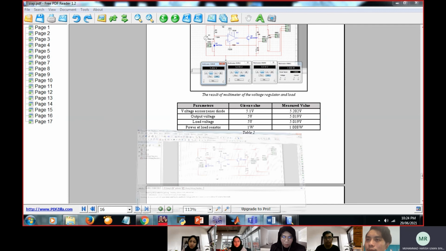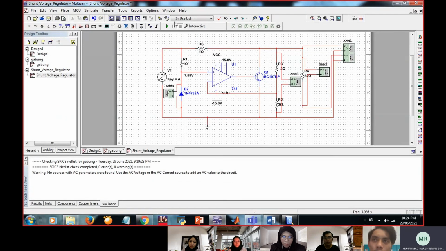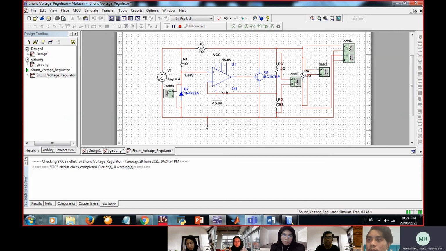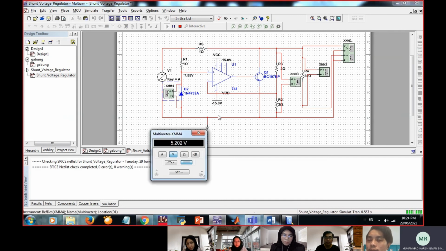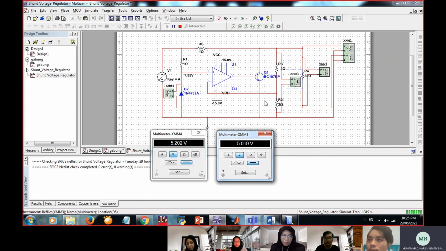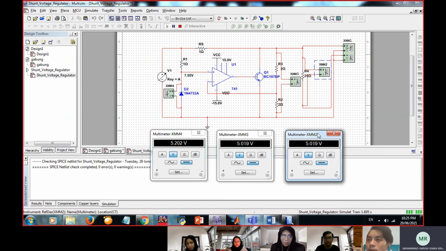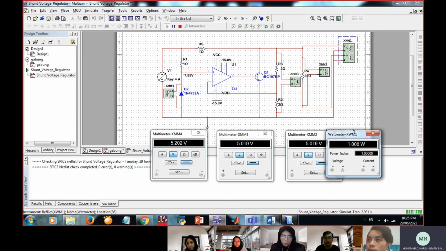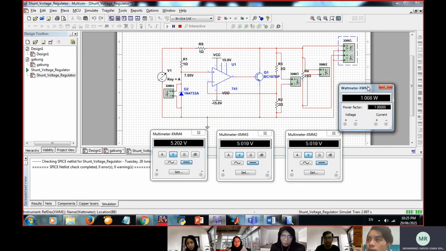Now we go to the simulation. This is the circuit that I have done. Let's run the simulation. As you can see, this is the Zener diode voltage, this is the R2 parallel with R3 voltage, and this is the load resistance voltage. We need to make sure whether the load power is 1 watt or not, so I'm using the wattmeter, and this is the result.